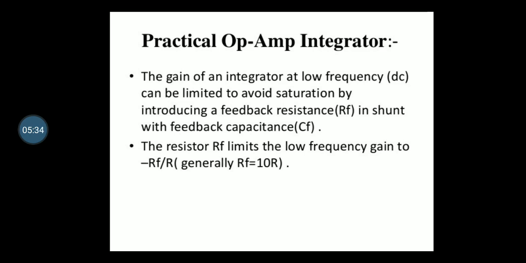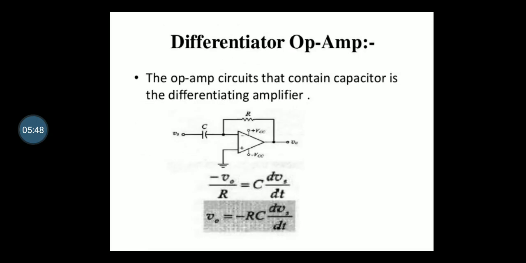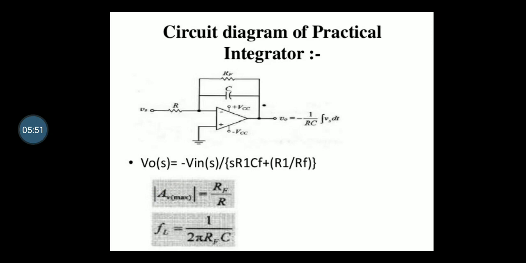Analyzing this circuit, we may get frequency FL is equal to 1 by 2 pi RF CF, and also AV max is equal to RF by R. So from these equations, we get important terms like FA, a very important frequency. This frequency indicates where the actual integration starts.